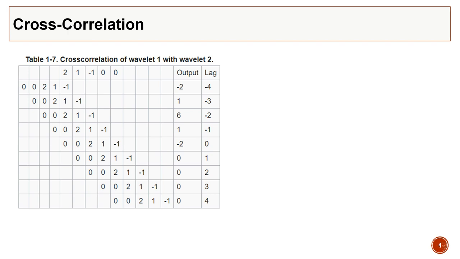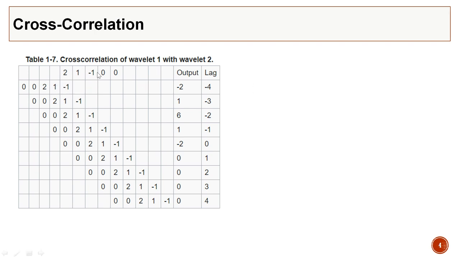So basically if we do the cross correlation of wavelet 1 with wavelet 2, wavelet 1 is 2, 1, minus 1, 0, 0, and wavelet 2 is 0, 0, 2, 1, minus 1. One thing to notice here is that in convolution we basically reverse the wavelet and then do the progressive sliding past the other waveform, whereas in correlation we don't do that. We just slide the function as it is over the other. So we normally start sliding.